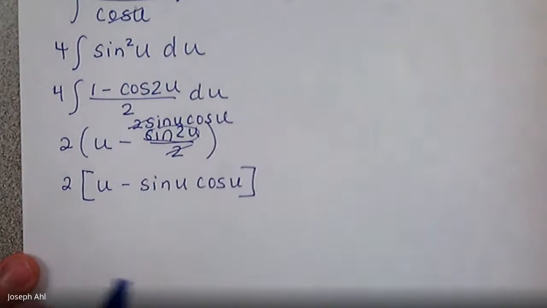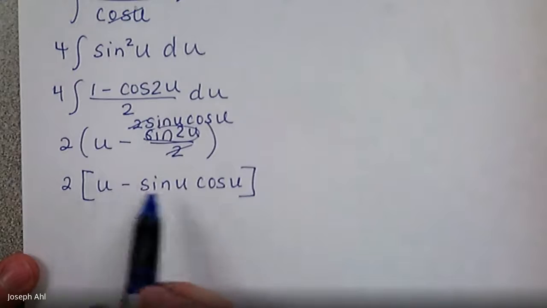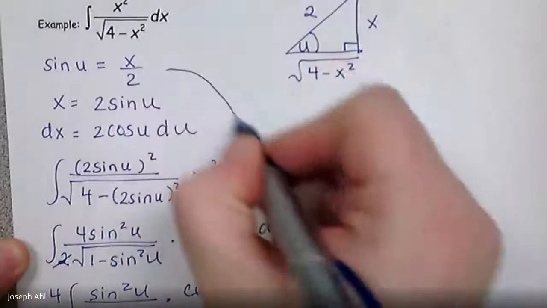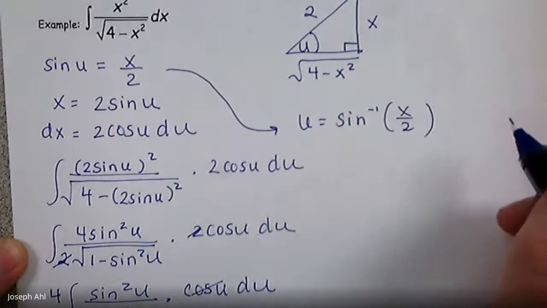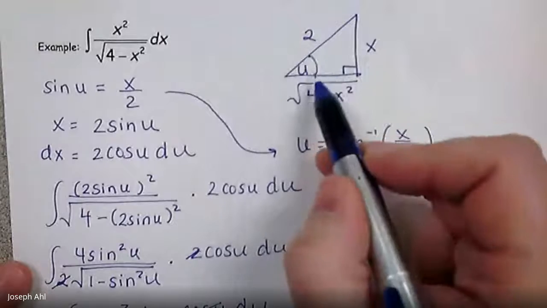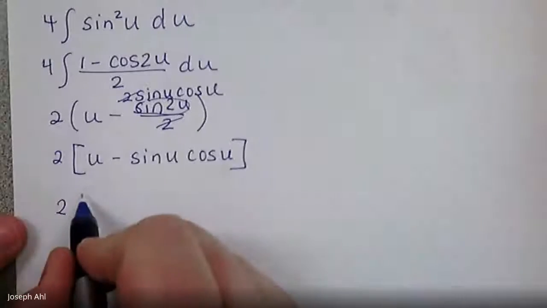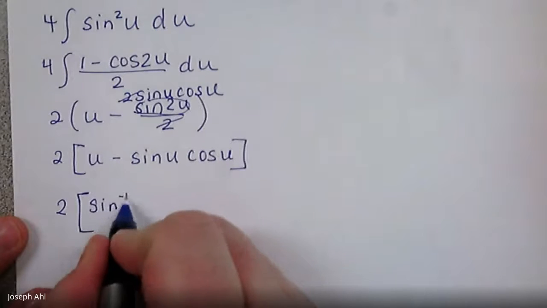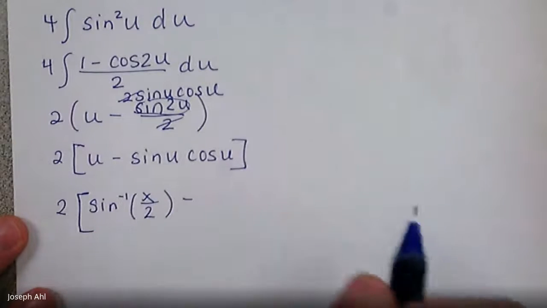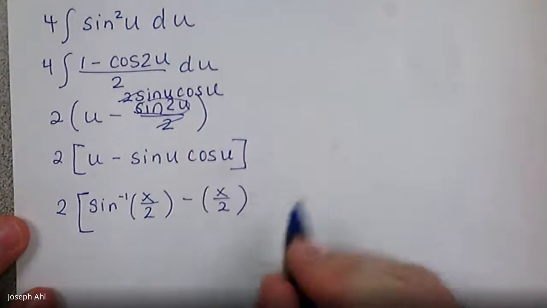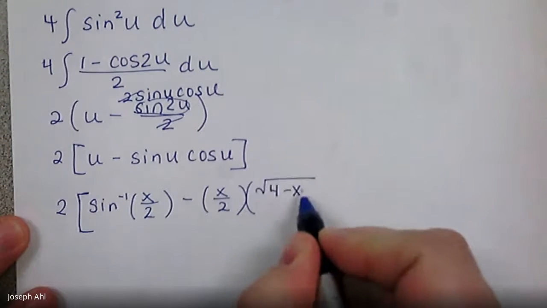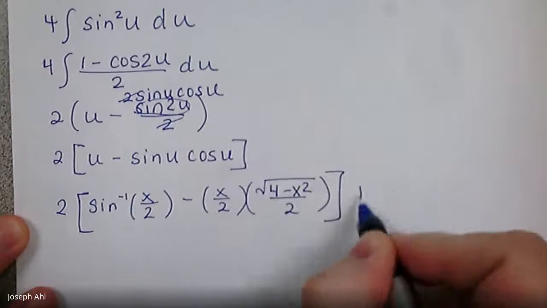And then last but not least, now we have to do some replacements with what these are in terms of x. So going back to the top, what is u really? Well, u is really sine inverse of x over 2. And we can determine what sine of u and cosine of u are using our right triangle up at the top. So this becomes 2 times sine inverse of x over 2. Sine of u up at the top is going to be x over 2. Cosine of u is radical 4 minus x squared over 2. Don't forget about plus c.